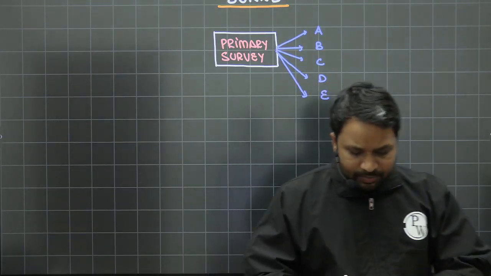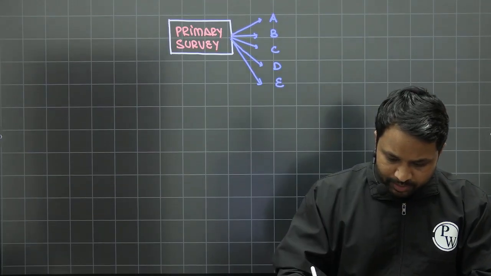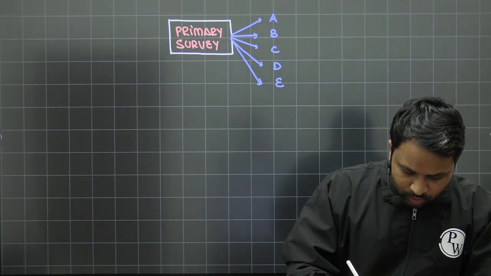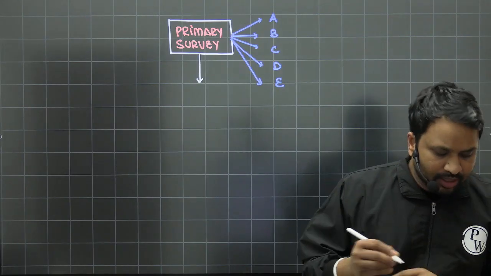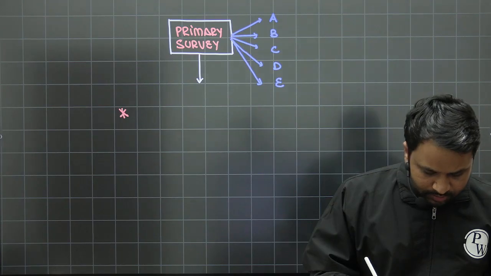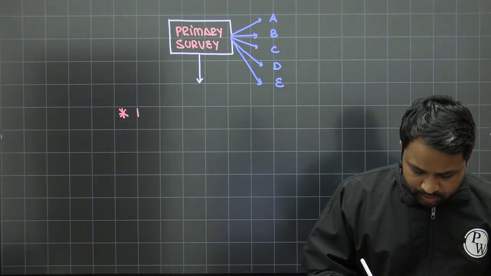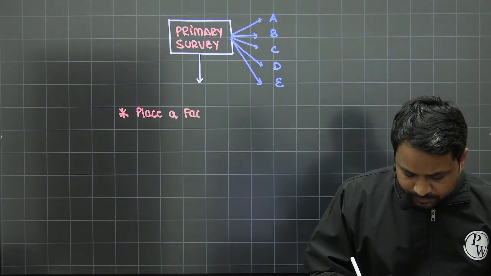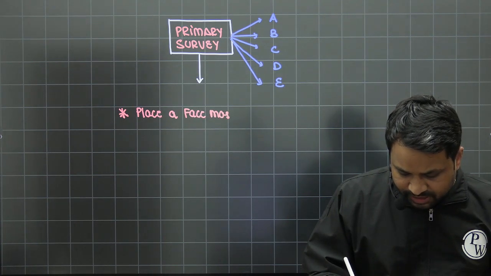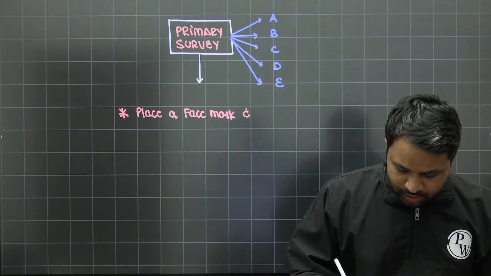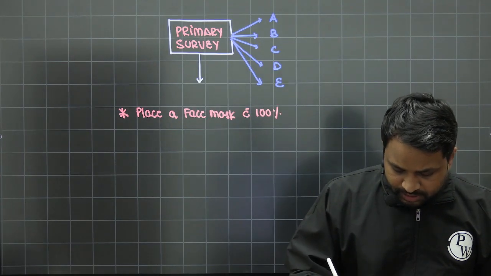Now, as the primary survey continues, I am going to look into the burns segment also. That means the patient is presented with burns, right? The first thing I'm going to do is place an oxygen mask. So you're going to put a face mask onto the patient and give 100% oxygen.